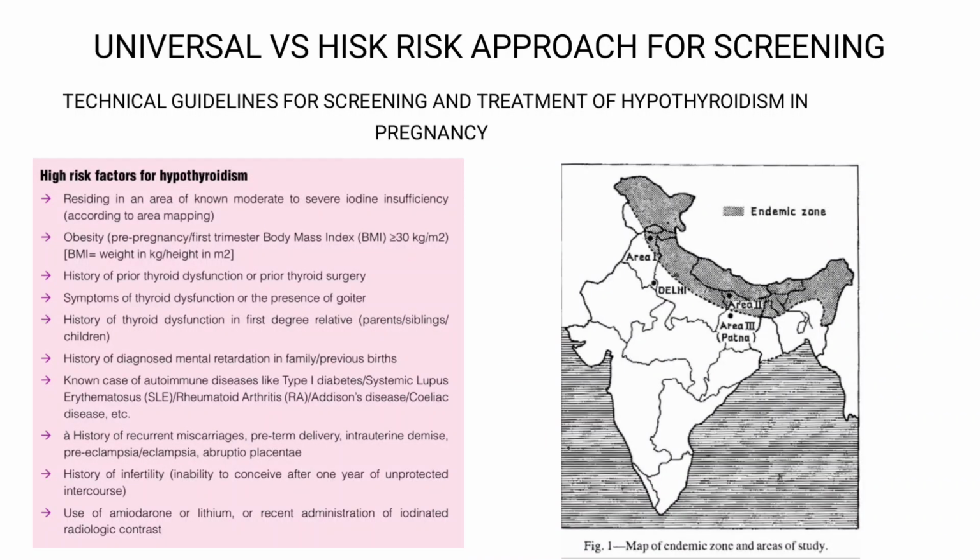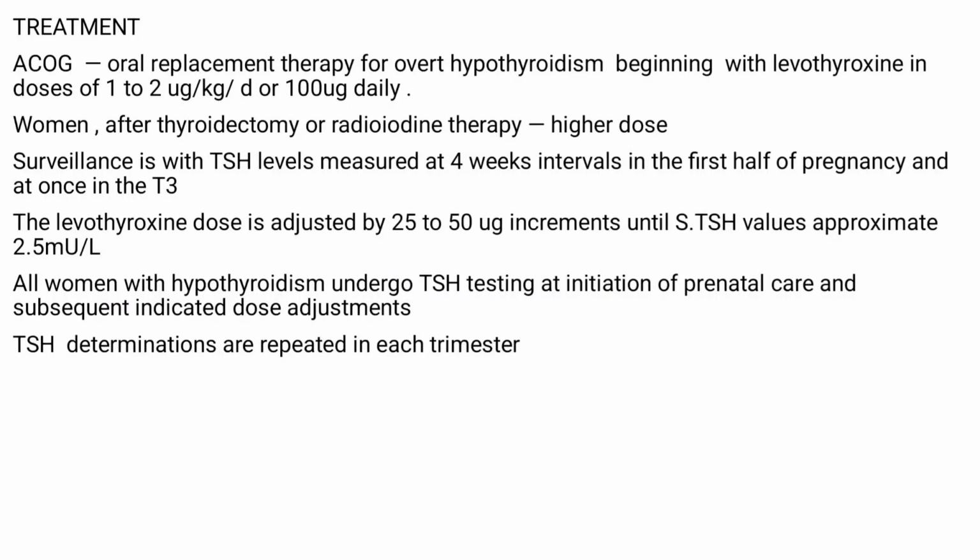So these are the high risk factors for hypothyroidism, and in these patients we have to do a thyroid screening test. Now what is the treatment of hypothyroidism? The oral replacement therapy for overt hypothyroidism, beginning with levothyroxine in a dose of 1 to 2 microgram per kg per day or 100 microgram daily, is recommended.